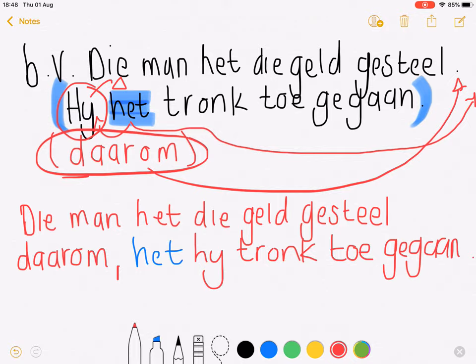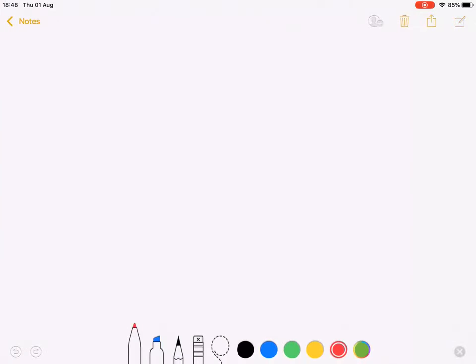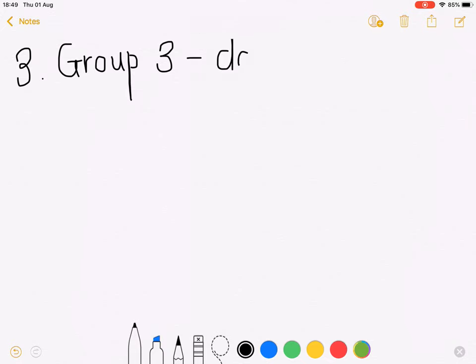Let's move on to group 3. Group 3 is at the end. So the verb in the second sentence will then proceed to the end, just like the middle. However, let's have a look at the words that will be in group 3. These words will be our dat words. Let's list them.